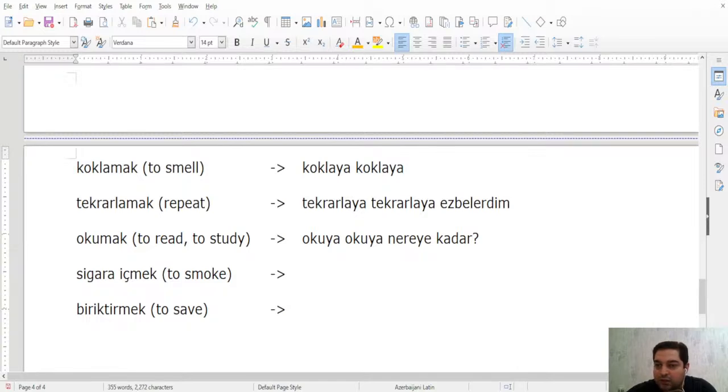Okay, let me check. İçe, okay, but what will be the full form? How will you make it full? If you want to say two verbs at the same time, and because we use it twice, there's a pair. We always have to make this a pair. İçmeye means the negative. It will be negative. Sigara içmeye, it will be not smoking, okay?